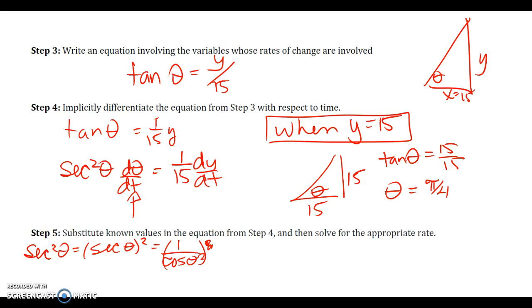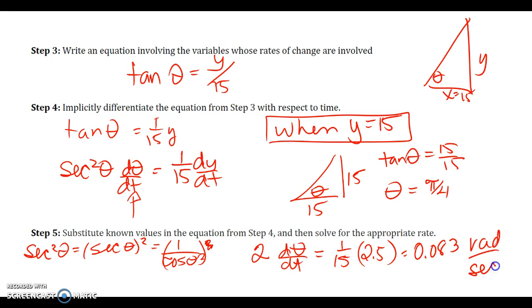So my equation really is 2 d theta dt equals 1 over 15, and the rate dy dt from the other page was 2.5. So I'm going to do 2.5 divided by 15, and I'm going to divide that by 2. So what we get is that this angle's changing 0.083 radians per second. When you work in these, we need to do radians. It seemed low, but I did a kind of a crude check, and it seems to work.